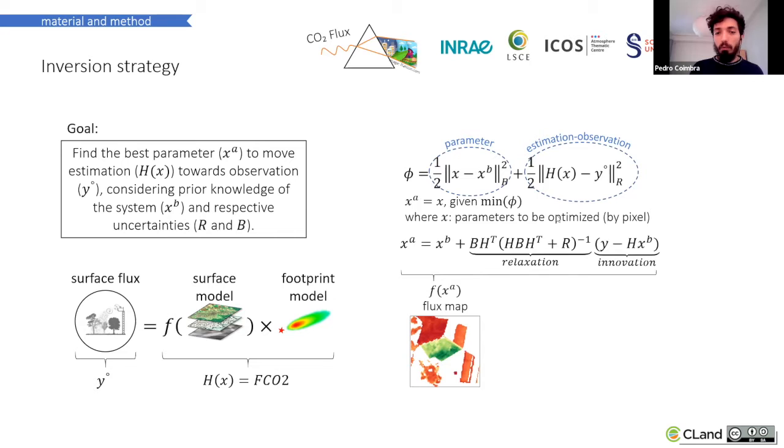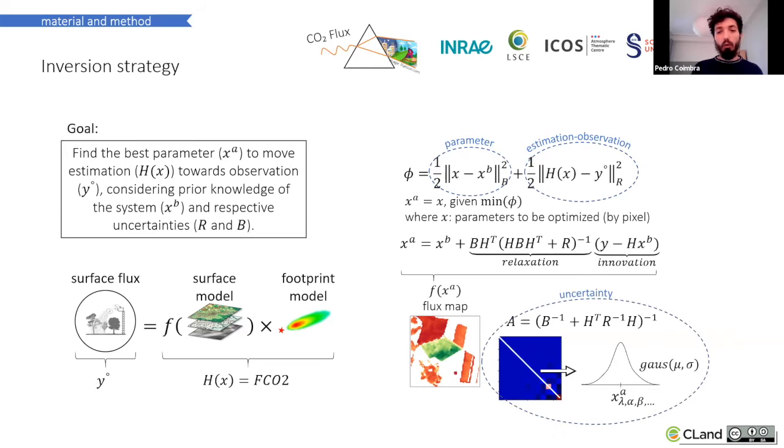And that's where this second equation comes in, with the optimized estimation. We have the innovation and a relaxation to incorporate these uncertainties. With that, we get the flux map that we want. Also with this method, we can have the uncertainty. To be very brief, we have this covariance matrix that gives us the variance. And with a Monte Carlo approach, for instance, we can run it several times and get some kind of variance of the system and the uncertainty.